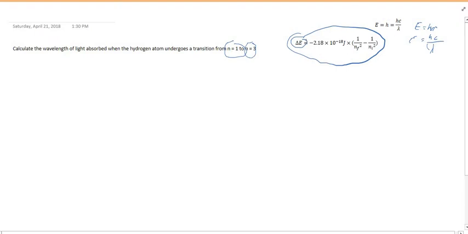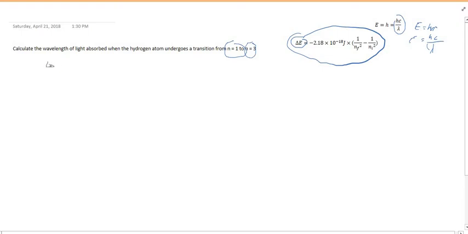Okay, so once I have the energy, which I can get from here, then I can use that to calculate the wavelength. And it looks like I can probably use this equation right here to end up getting the wavelength of that. So let's go ahead and do this. So let's set it up.